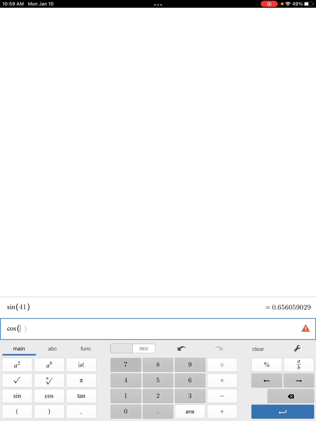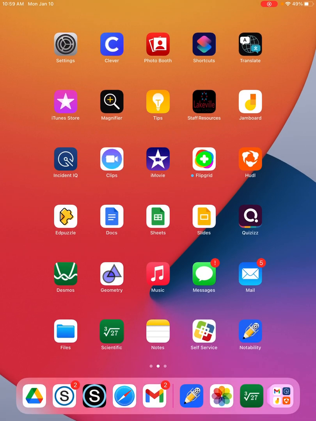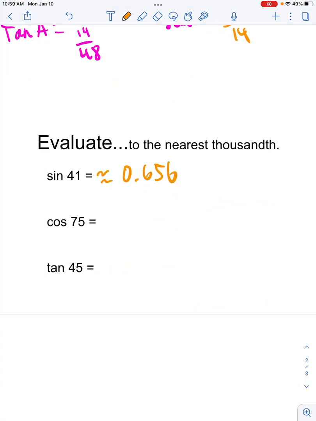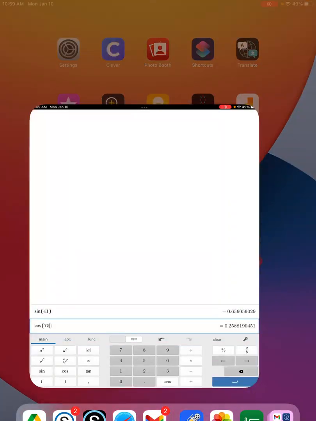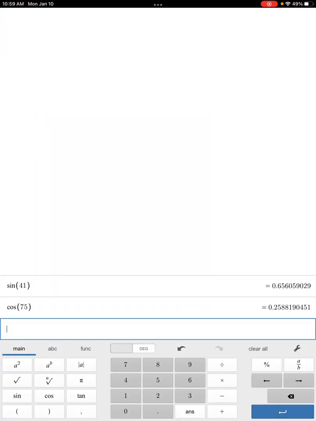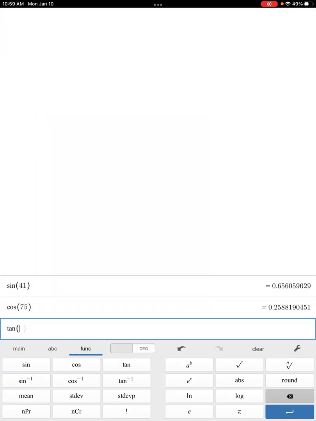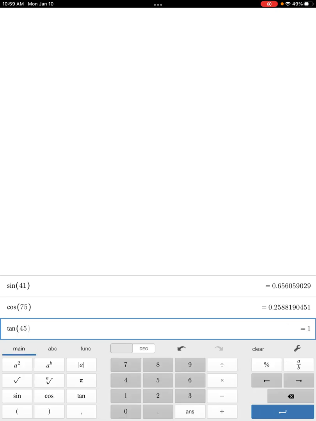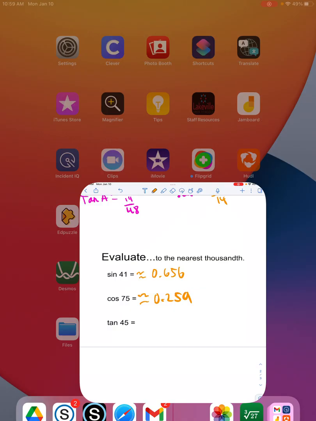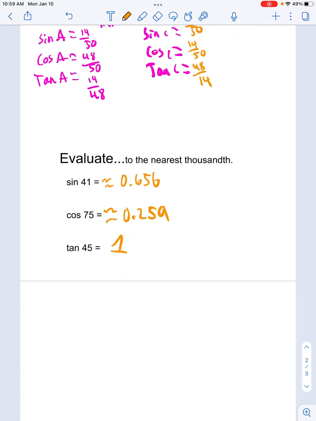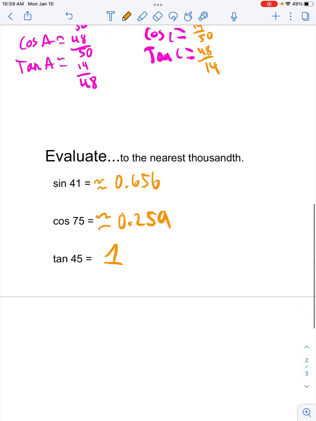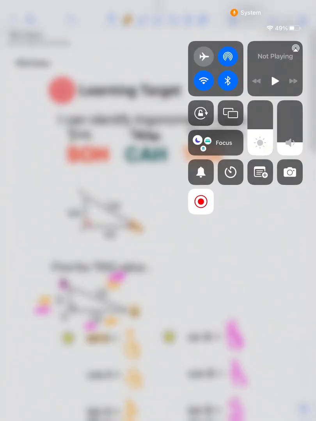Cosine 75. Go to function, cosine 75 is 0.2588, but that 8 is going to round up to a 9. So I'm going to call that 0.259. And tangent of 45 is 1. All right, there you go.